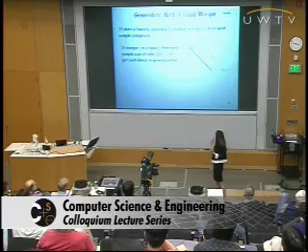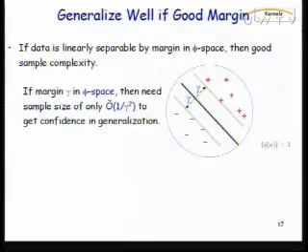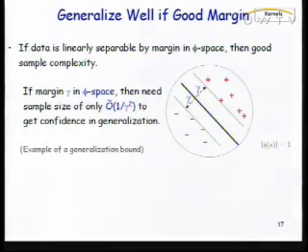So for example, if the data is separable by margin gamma in the phi space, then we only need roughly 1 over gamma squared labeled examples in order to learn well. We only need roughly 1 over gamma squared labeled examples to come up with a decision rule that also works on new examples coming from the same source, coming from the same distribution. And this is an example of a generalization guarantee, of a generalization bound that I was mentioning earlier.